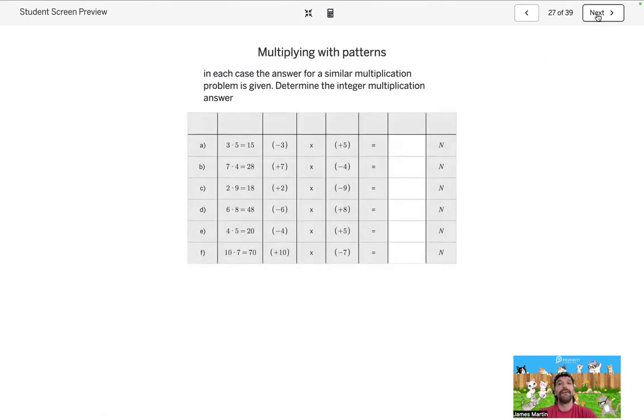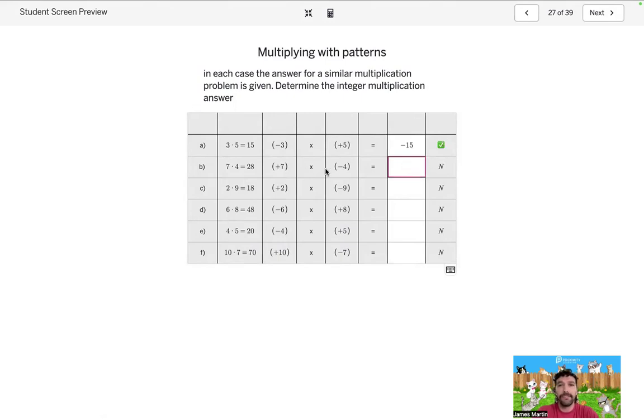All right. So I want you guys to fill this table out on your own. Pause the video here and then come back and I will help you fill it out. All right, so for part A, we have 3 times 5 equals 15. Here we have negative 3 times positive 5. Well, what do we think it is? We have one negative sign, so it's going to be negative 15. And you will see a check mark here when you have it correct.